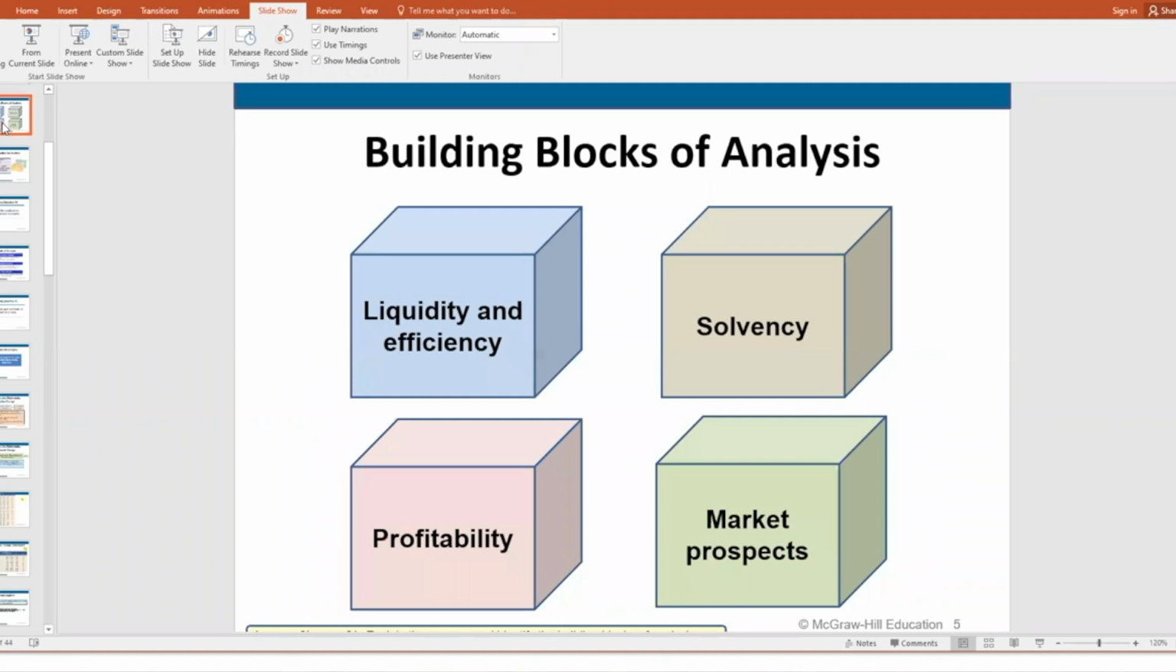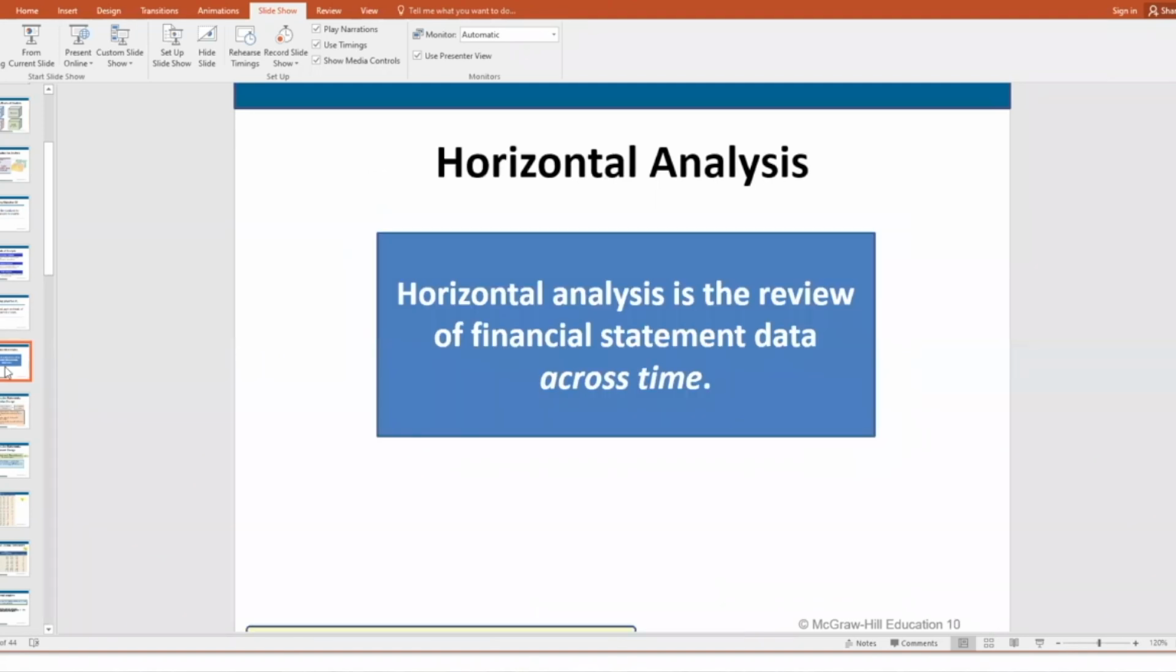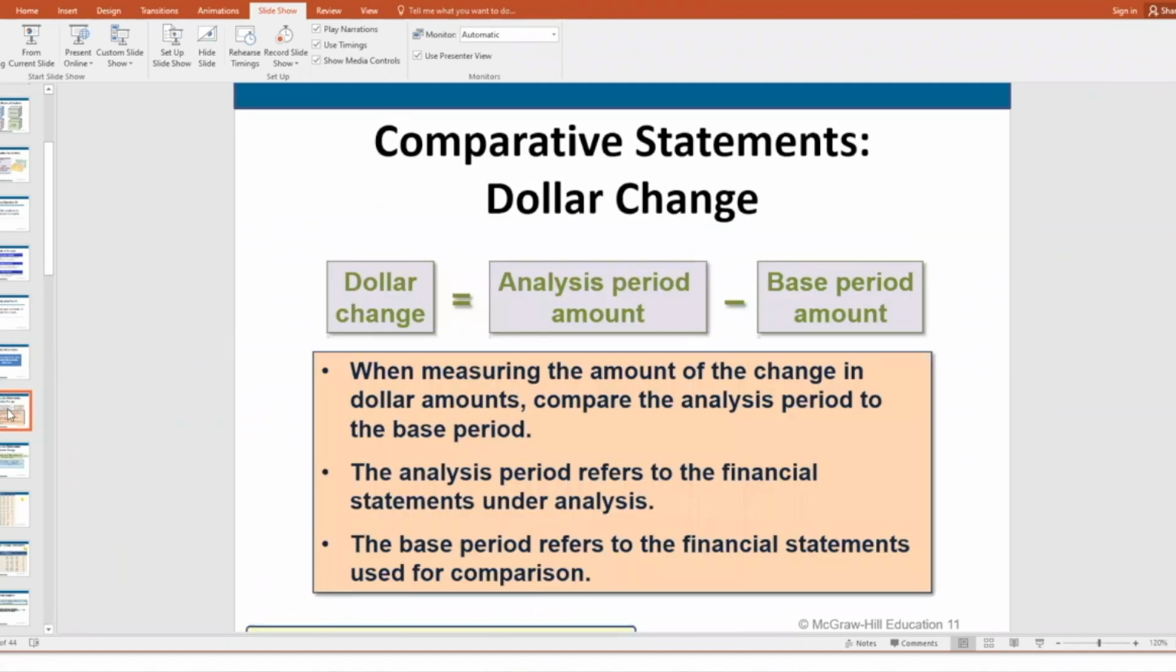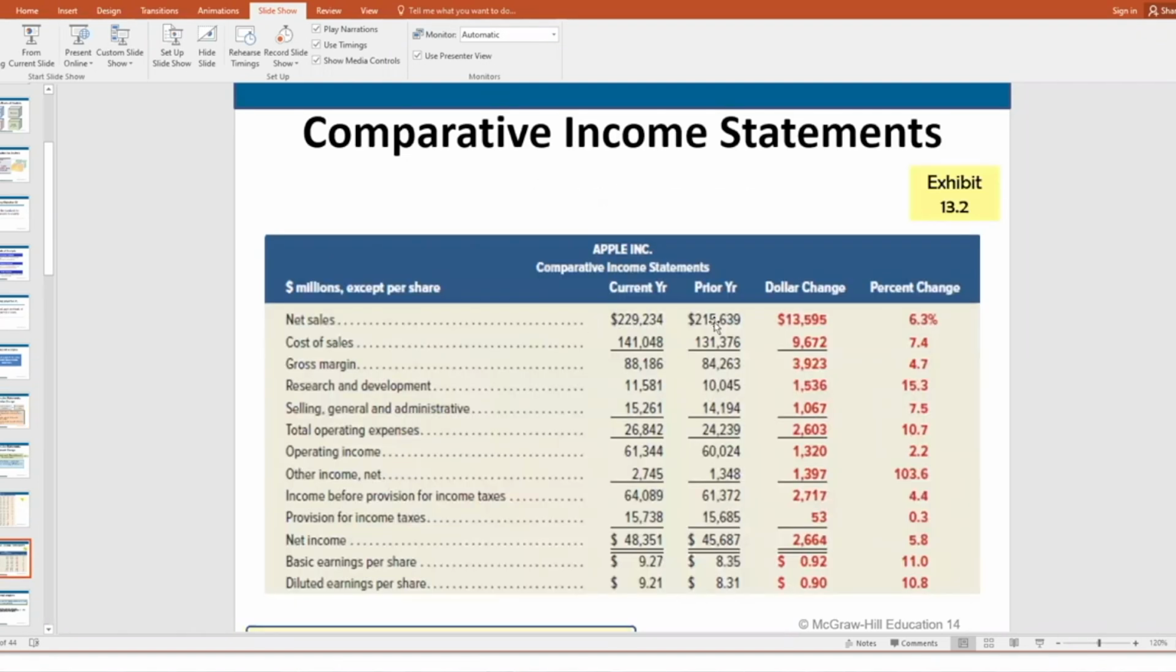Let's just start with the horizontal analysis. So one important formula is to calculate the change in something from this year to last year, or from last year to this year. Our net sales, for example, last year was 215, this year is 229. So the dollar change is 13,595. And one thing you'll notice is we always put the most recent year first and then the prior years after it, because the current year is what most people are going to want to look at anyway.